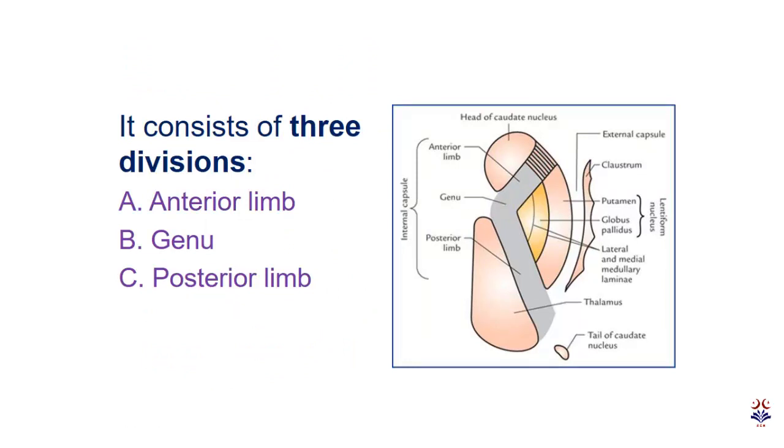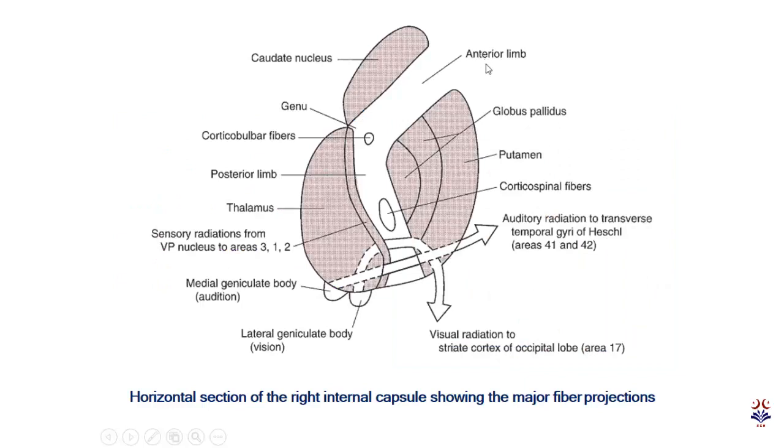So if we see the different parts or divisions, it has an anterior limb, then this bending part or genu, and then the posterior limb. In this picture, we also see different parts of the internal capsule and its relations. Here also medially is the caudate nucleus. This is the thalamus, and this is the lentiform nucleus, which is further divided into globus pallidus and putamen. And here we see different fibers or tracts which go through this internal capsule in different regions.